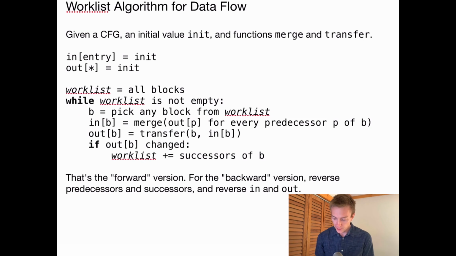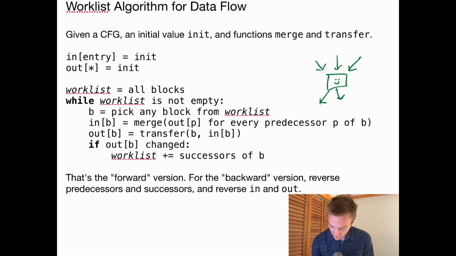And what you do is that you update its in and out variables. You update its in variables by running the merge function. So you get the out variable for every predecessor. And to remind you what a predecessor looks like, we're in a control flow graph. This is us, the basic block in question. Call that B.